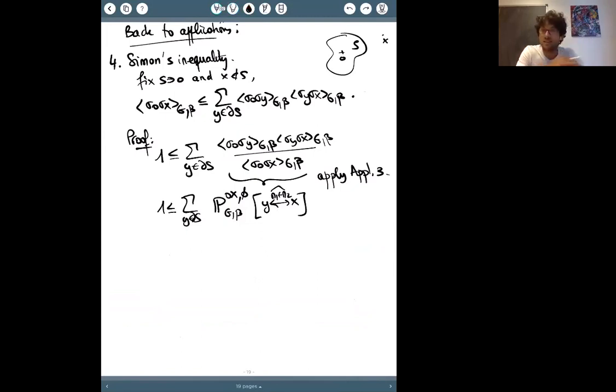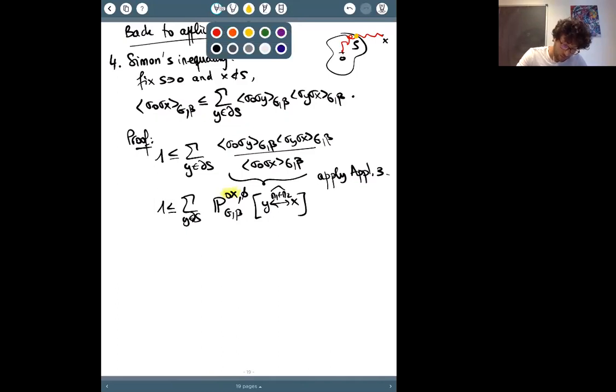Now, why is this true? Why is this inequality true? Remember that we are looking here at two currents, but the first current has sources zero and x. So if there are sources zero and x, then there must necessarily be a path from zero to x. If there is a path from zero to x, there must be somewhere a point on the boundary of S which is connected to zero.